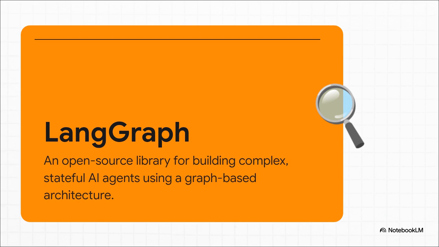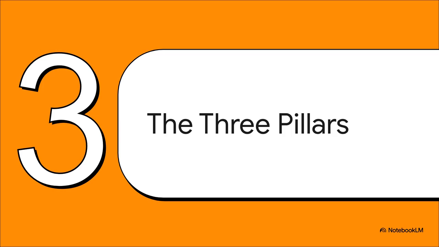So, what is LangGraph exactly? Well, at its heart, it's an open-source library from the amazing team at LangChain. It uses a graph structure to let you build these really complex, stateful AI agents. And the magic ingredient here is that it allows for loops, branches, and that cyclical reasoning we've been talking about. Basically, all the stuff that those old linear workflows just can't handle. Okay, so how does LangGraph actually pull this off? It all comes down to an architecture that's built on three really simple but incredibly powerful pillars.